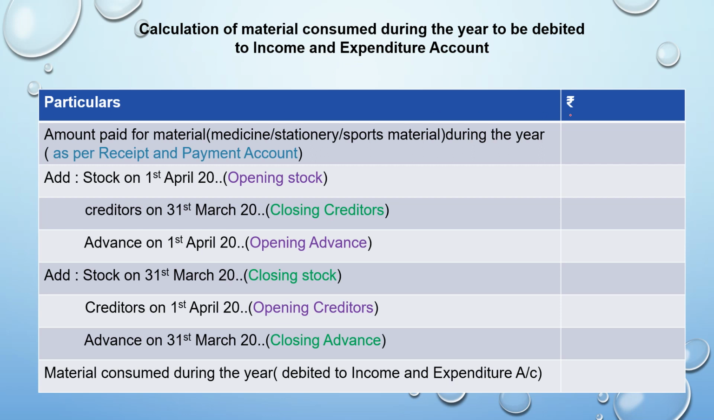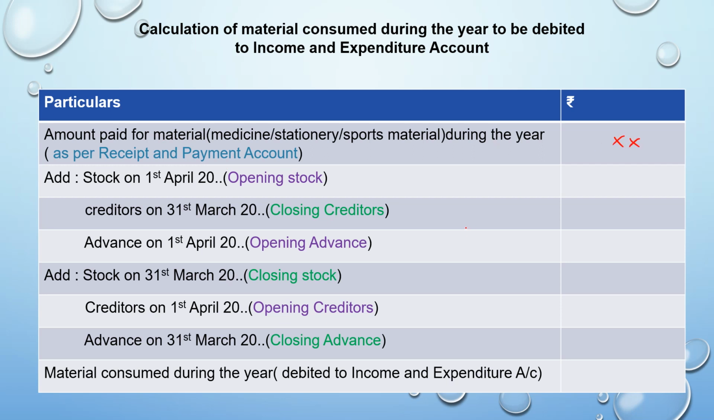Particulars and amount column; you can have two amount columns as well, inner and outer. Now we start this statement always with the amount which is paid for the material during the year. Normally, if the receipt and payment account is given, on the payment side you would find the amount that has been paid. Or if the information is directly given, then you take the amount that is paid for that material during the year as the starting point of your statement.